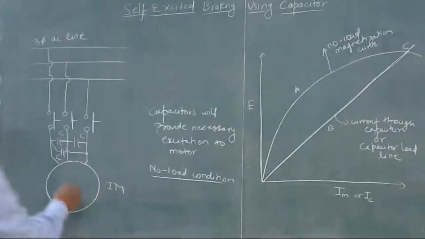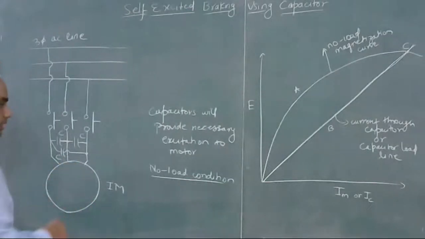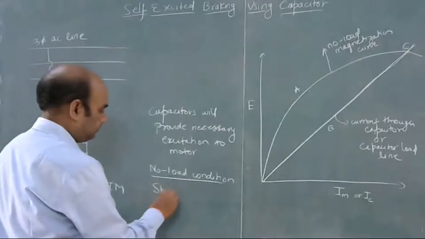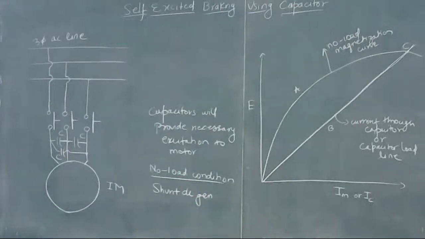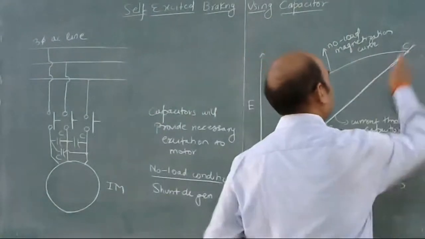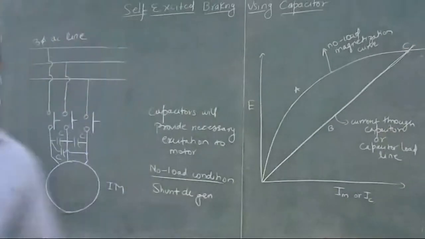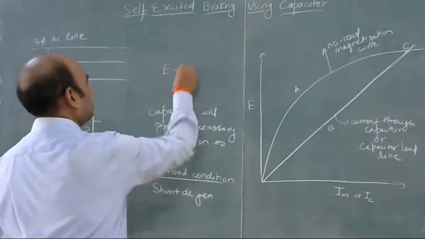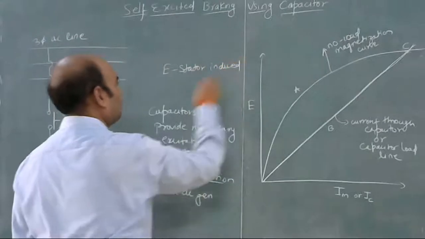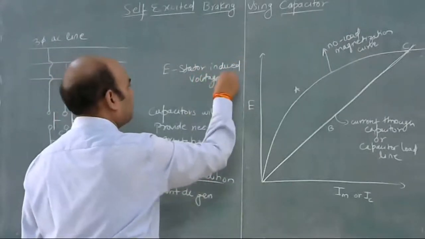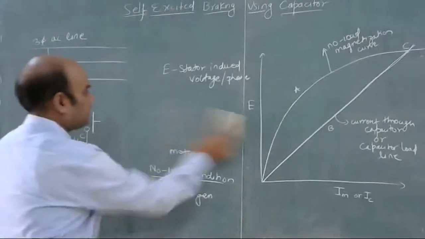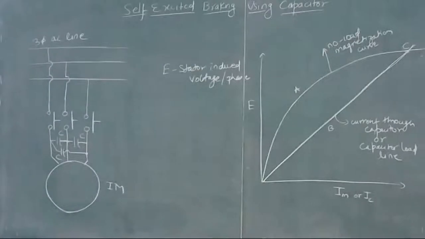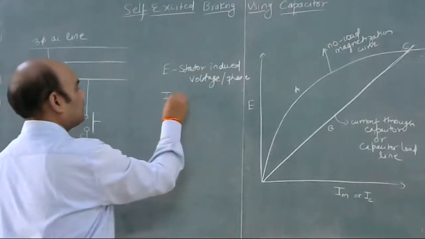So the excitation of this induction motor is quite similar to the shunt DC generator. So let me take the stator voltage per phase. Let's suppose E is the voltage induced per phase and Ic is the capacitor current.